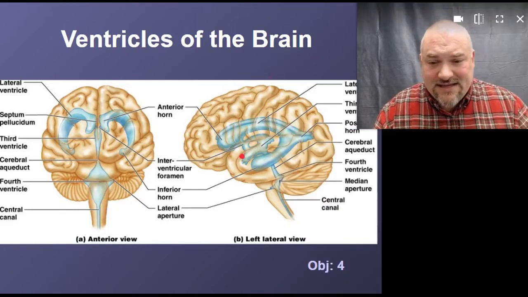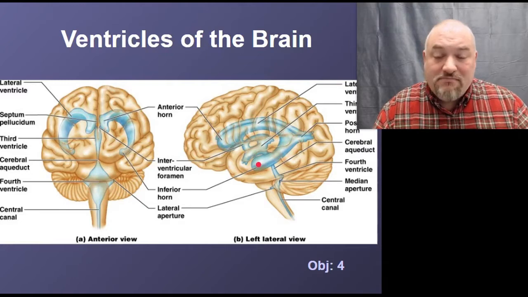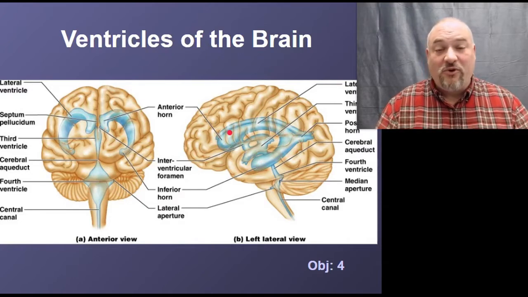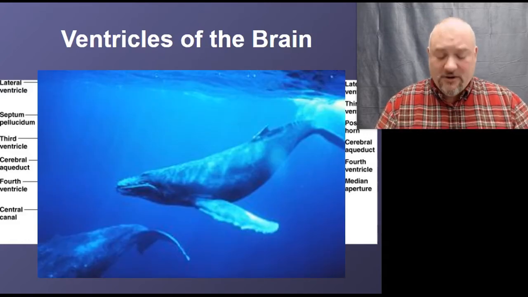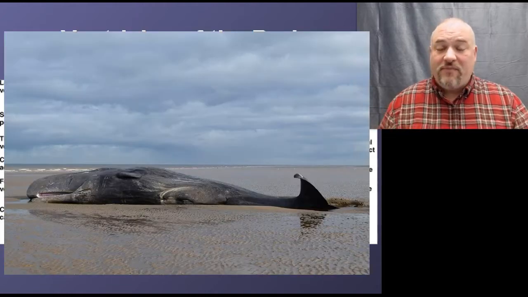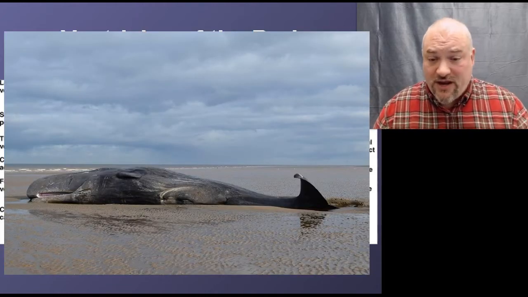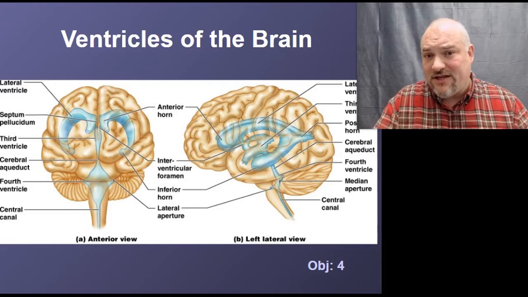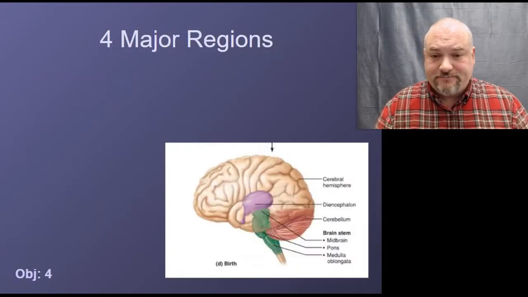The ventricles inside provide some buoyancy on the inside, so it's floating on itself, kind of like a big old whale in the water. It's fully surrounded by water and supported, and it's good to go. You bring it up on land, and it can crush itself under its own weight. Same kind of thing with the brain, and that's why we have ventricles in there.